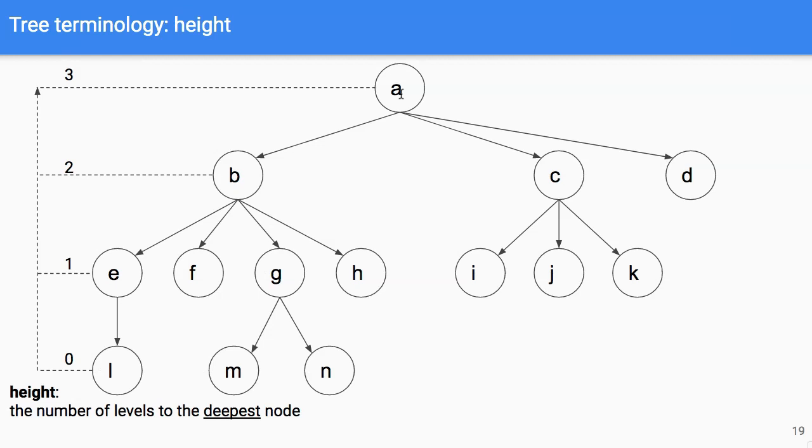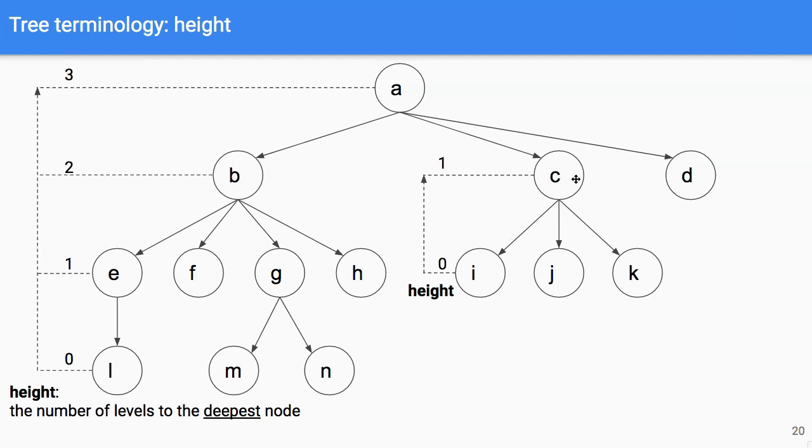There's another similar concept but different: the height. Instead of going from the top down, this is going from the bottom up. The height is the number of levels to the deepest node. So pay attention to that. For example, the height of E to its deepest node, which I think is L, is 1. For B, the deepest node reachable from B would be M, N, or L, and it's 2 levels away. So B is at height 2, and A is at height 3. That should make sense.